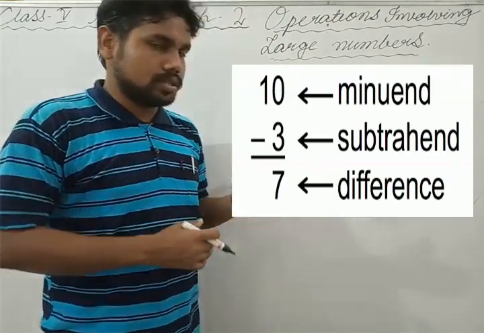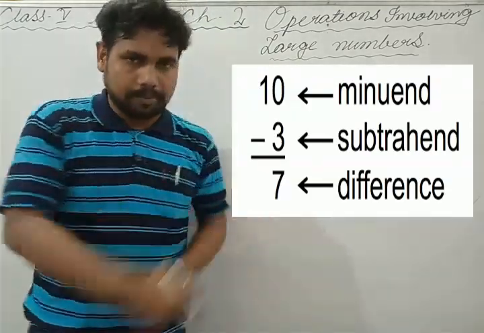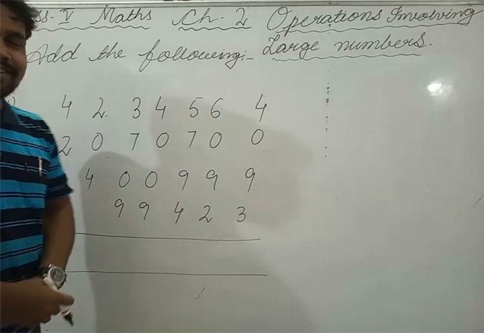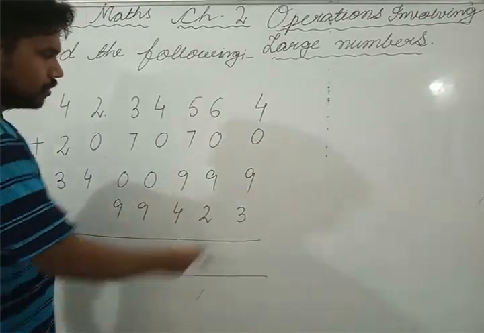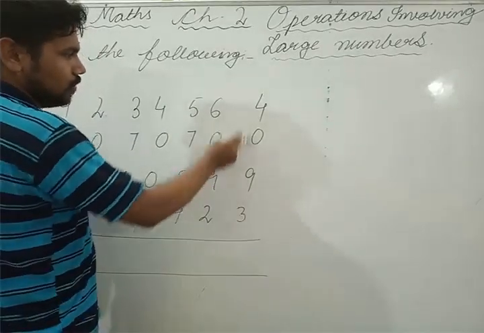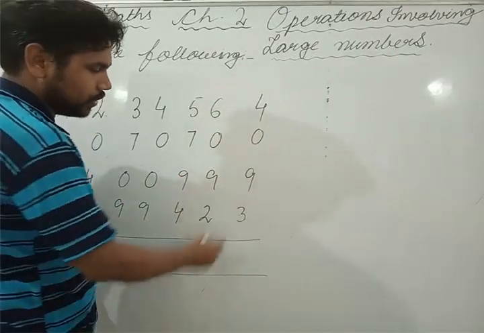So now let's see which types of problems are there in this chapter. Addition, I know you are all aware of addition. So let's do it. 9 plus 3 is 12. 12 plus 4 is 16.